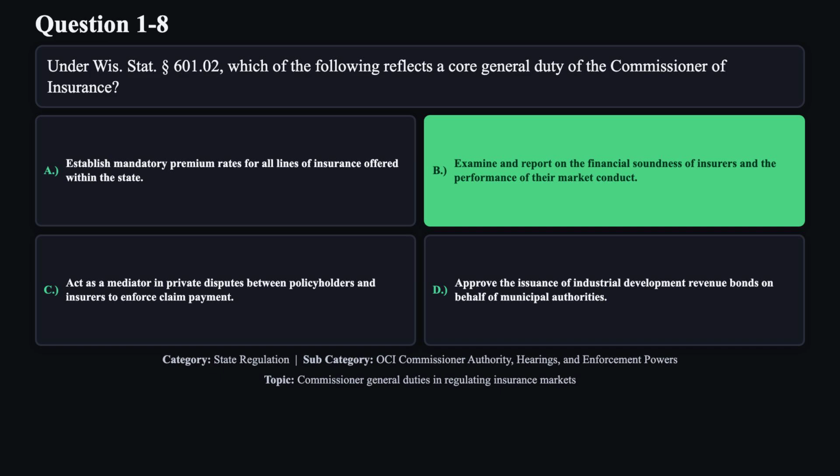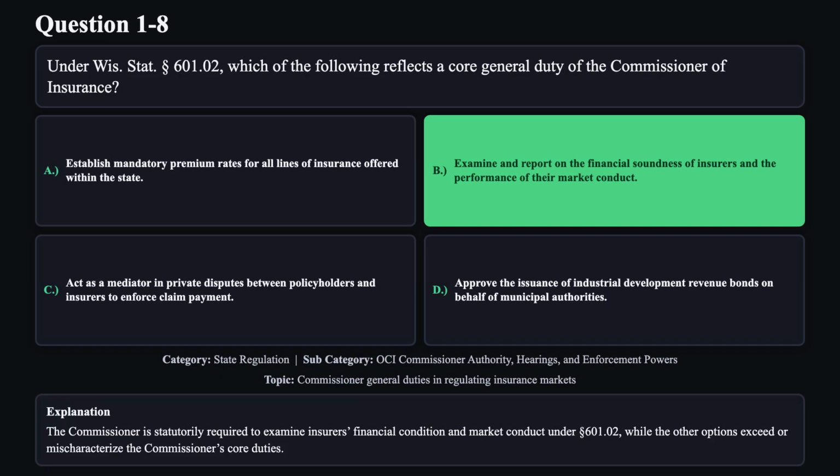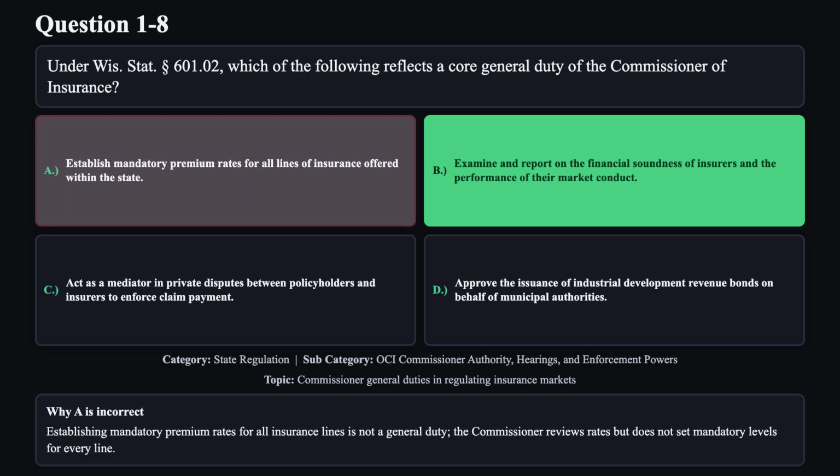The correct answer is B. The Commissioner is statutorily required to examine insurers' financial condition and market conduct under Section 601.02, while the other options exceed or mischaracterize the Commissioner's core duties. Reason A is not correct. Establishing mandatory premium rates for all insurance lines is not a general duty. The Commissioner reviews rates but does not set mandatory levels for every line.